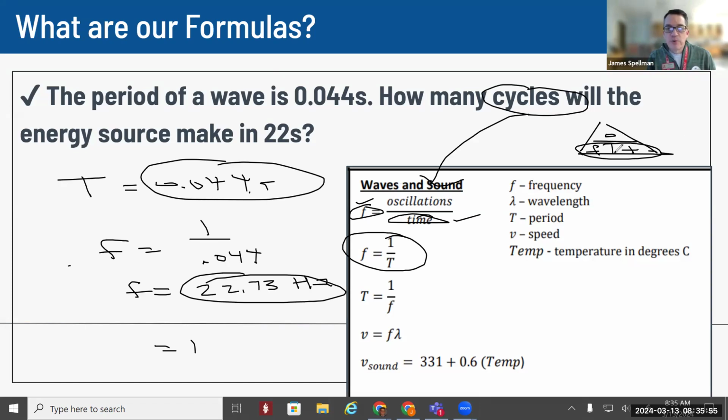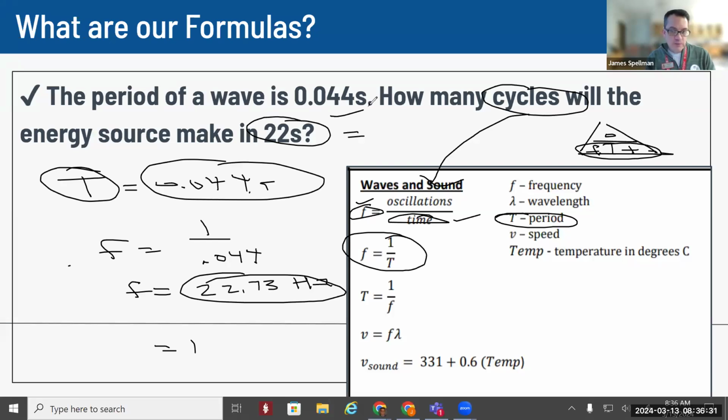I said to multiply frequency times time, and I said frequency was 22.73. The time was 0.044. But here's where you have to be careful: that big T is not time. So be careful. That big T is period, right? Time is up here. So don't make the same mistake I did. Again, I don't mind showing you when I make errors because it may help you to prevent yourself from making errors. So what I really need to do is multiply frequency times time. Here's my frequency, 22.73, and my time is 22. So let's multiply those two together.